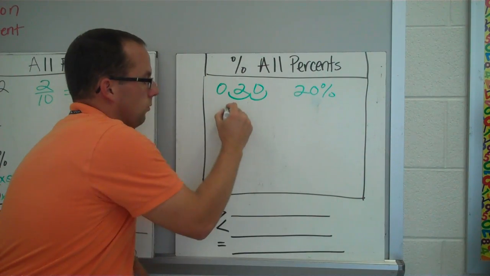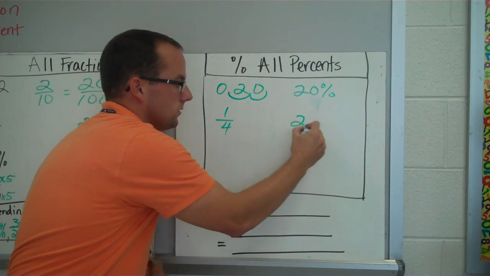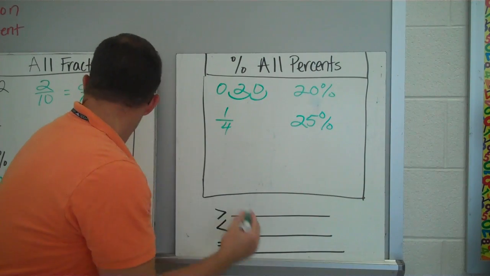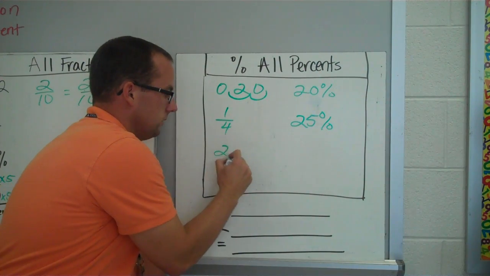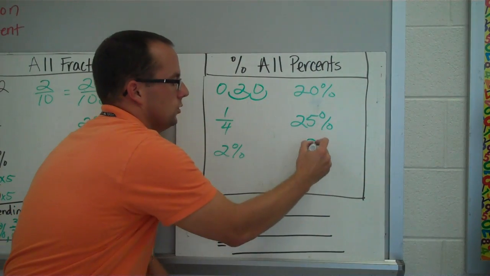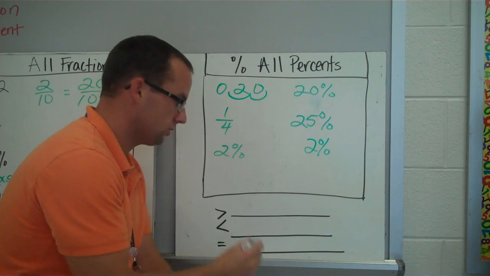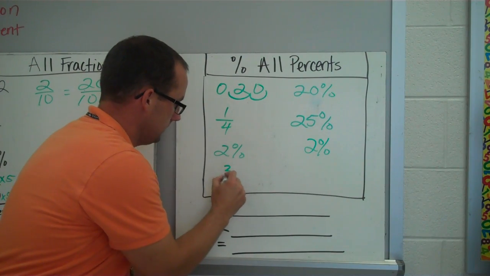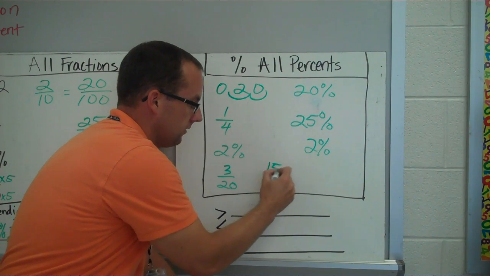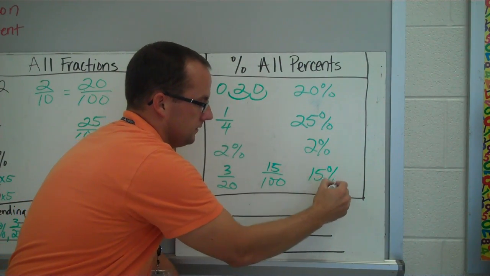Let's go ahead and look at 1/4. We know that 1/4 is a quarter, which is 25%. Okay? Let's look at 2%. Do we need to do anything to that? No. 2%. And then we're going to look at 3 twentieths, which we just talked about being 15 out of 100, which is 15%.